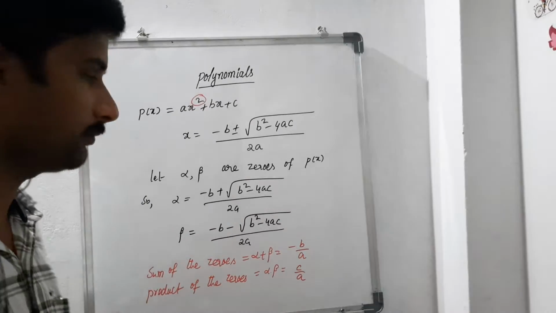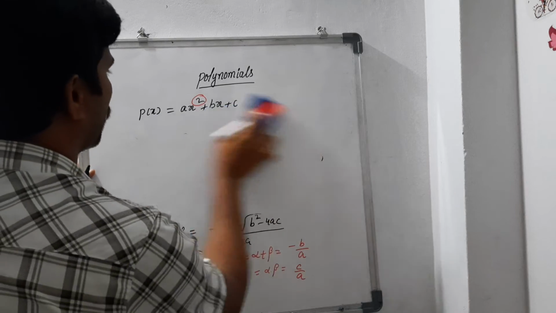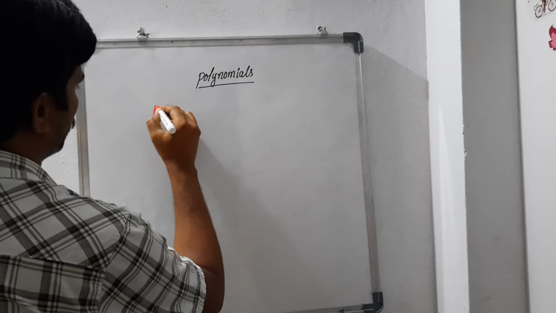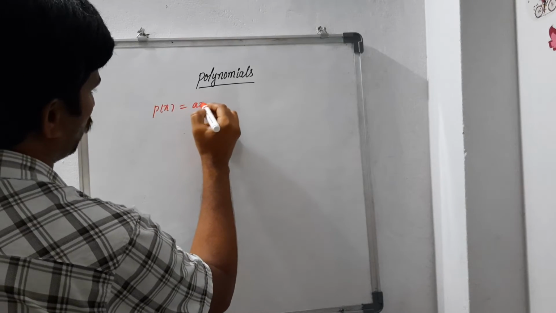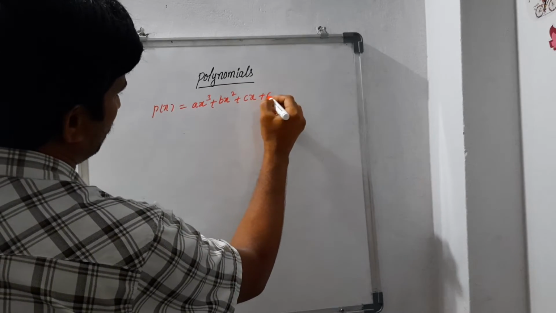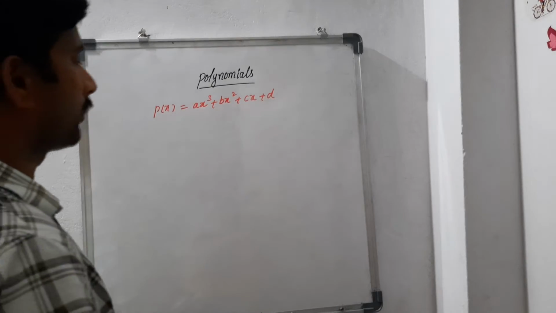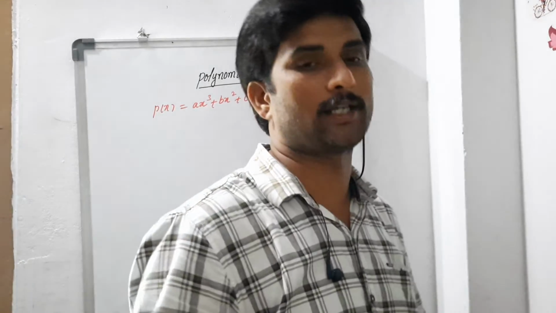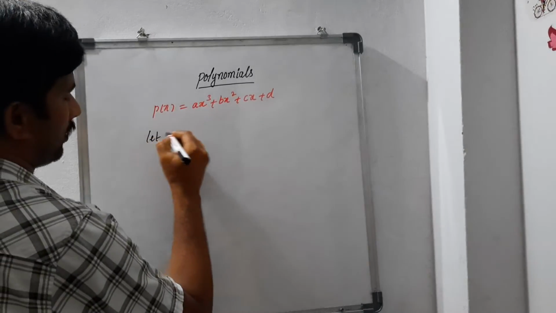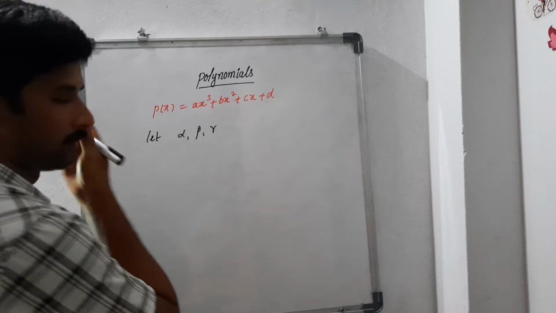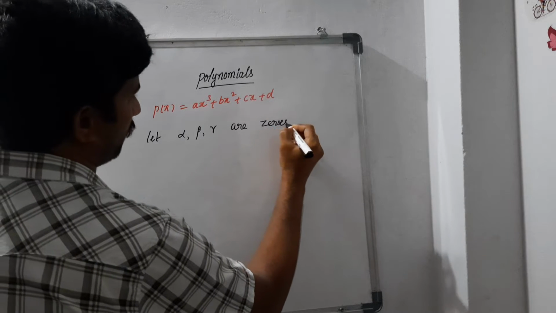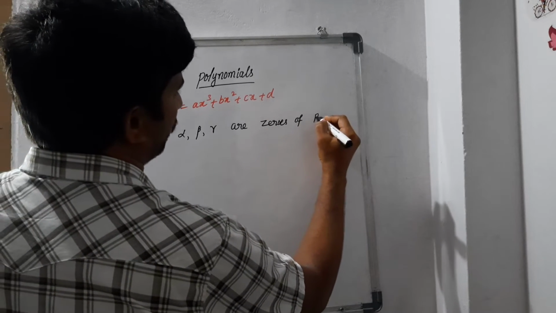Next, if you take a cubic polynomial, p of x is equal to ax cube plus bx square plus cx plus d. The degree of the polynomial is 3, so it contains at most 3 zeros. Let those three zeros be alpha, beta and gamma, the zeros of p of x.